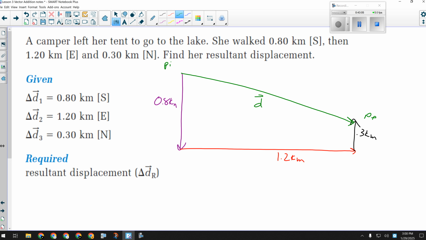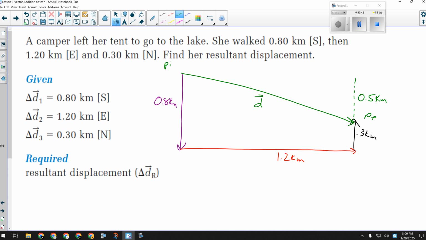How am I going to get that line? Can I make a triangle with it? Don't you just take the south side and then minus the north side? Yeah, to get the vertical component or the north-south component, absolutely. I need to know how far south or north did they go? Well, they went 0.8 kilometers south and then went back 0.3 kilometers north. That means, at least with my math, that they ended up 0.5 kilometers south of where they started.